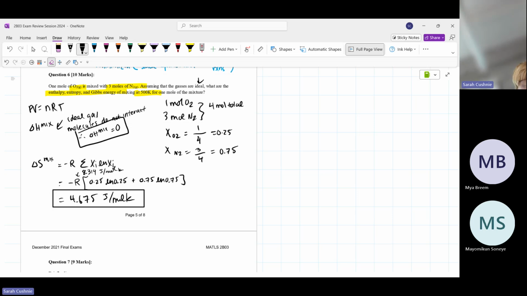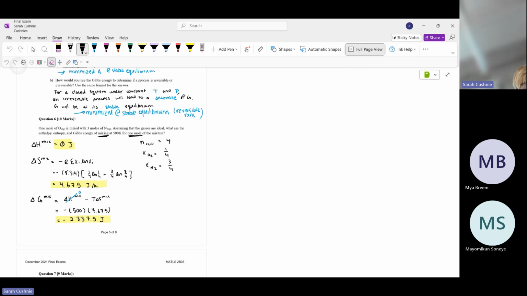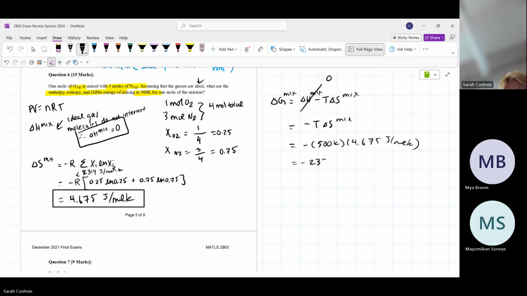And now we want to calculate the Gibbs energy. So this is where we go back to our classic equation. Delta G is equal to delta H minus T delta S, of course, these are all mixing. But we know delta H is equal to 0. So now we can just say it's equal to negative T delta S mix. And this is where we just plug in the values, 500 Kelvin times 4.675 joules per mole K. And if you were to do this, you get a value of negative 2337.5 joules per mole.